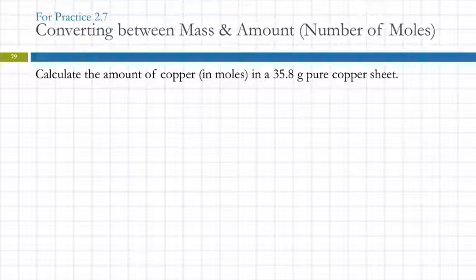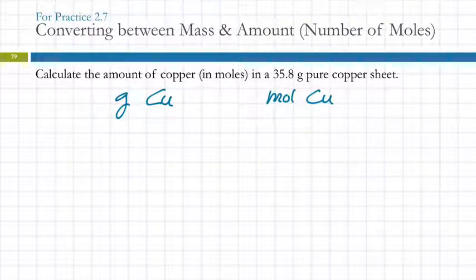So let's calculate the amount of copper in moles in a 35.8 gram pure copper sheet. We can approach this as a dimensional analysis problem. We're given a mass in grams. It's that many grams of copper. And what do they want us to give? Amount of copper in moles, right? So we want moles of copper. We can go between grams and moles in 1 step. That's the molar mass.